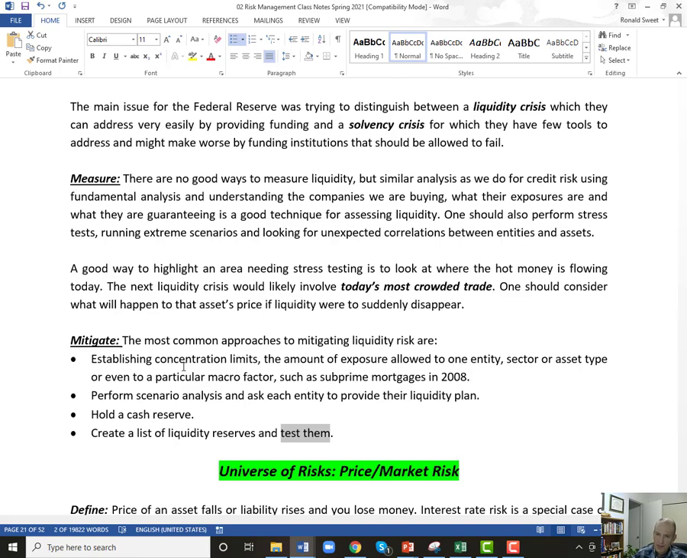So you need to have some process that says, these are our liquidity reserves. Here's the paperwork in place. We have all the contracts. We contact these entities on a regular basis. We even do tests where we'll borrow money even though we don't need to borrow money, just to make sure it works. That is how a good firm does risk management.